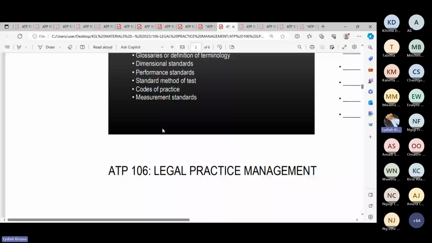So that's code of practice. We can't go below that. And then it could be a measurement standard, which is basically for your KEBS. There is an act called weighing and measurement. So we can't go below a particular standard. If the sugar is 1 kg, then this is how you measure and determine it's 1 kg. So these are some of your categories for standards.